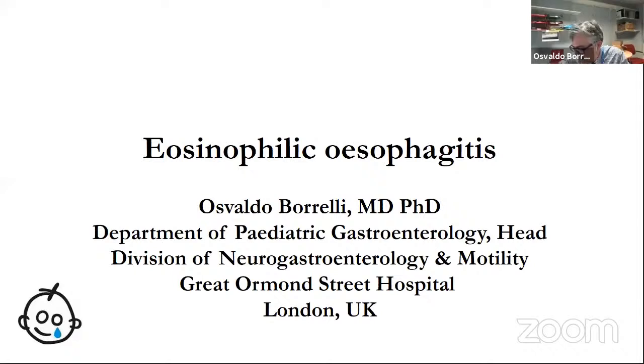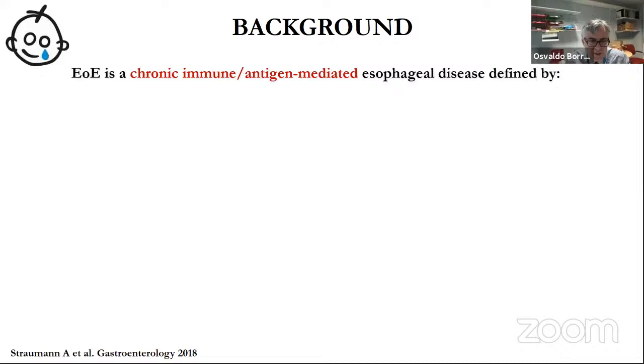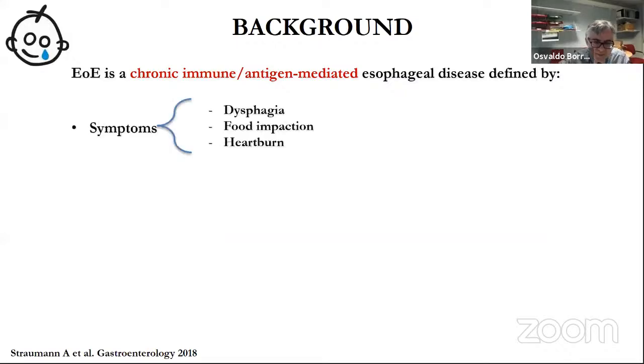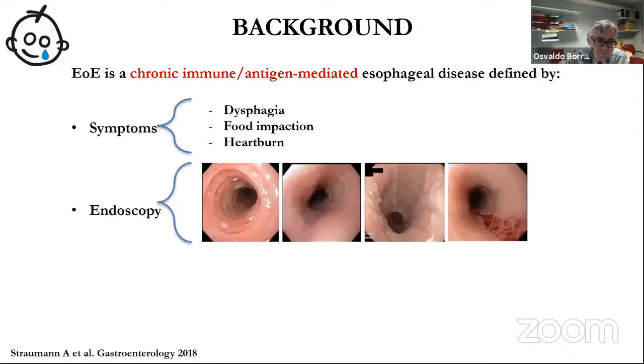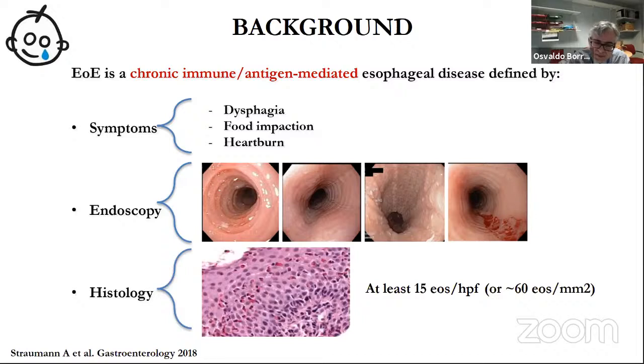Today in the next 20 minutes or so, I'm going to go through eosinophilic esophagitis, which, as everyone knows, has an increased prevalence and incidence in the last few years. It's defined as a chronic immune antigen-mediated esophageal disease, and the main aspects are symptoms like dysphagia, food impaction, and heartburn, mainly in older children and in adults. We will see also which type of symptoms younger children have. We can have specific endoscopic abnormalities, but the most striking aspect is eosinophilic infiltration of the esophagus. Usually we have at least 15 eosinophils per high power field.